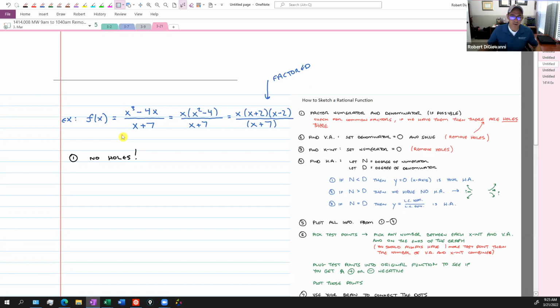So why don't I give you 5 minutes tops? See if you can do steps 2, 3, 4, and 5. Let's see how far you can get. When you get to test points, don't do your test points yet. Just see if you can get at least what the vertical asymptotes are, if there are any, the x-intercepts, the horizontal asymptote, and try and draw it all on the graph. Let's take 5 minutes, see how you do with that.